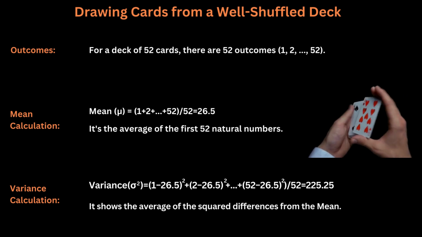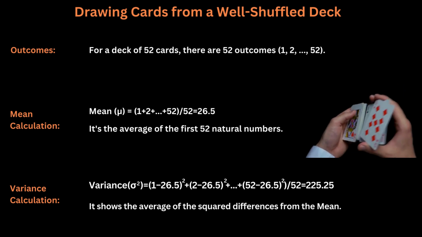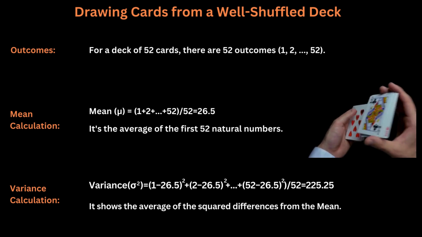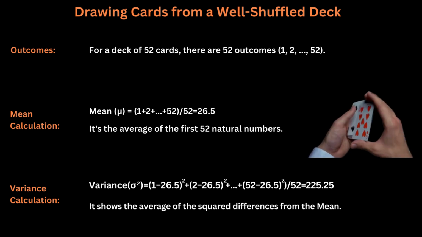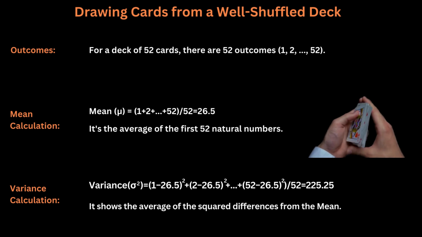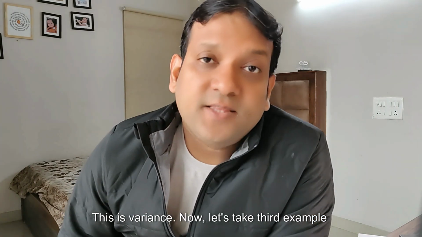Variance is first value of the card 1 minus mean, which is 26.5, which we have computed in the previous step, whole square, plus second value 2 minus mean 26.5 whole square, and so on, divided by the total number of cards, which is 52 here. So we will get 225.25 as variance. It shows the average of squared differences from the mean. This is variance.